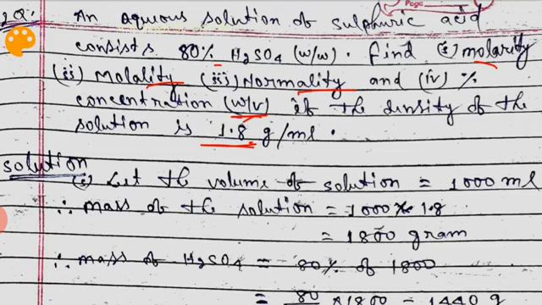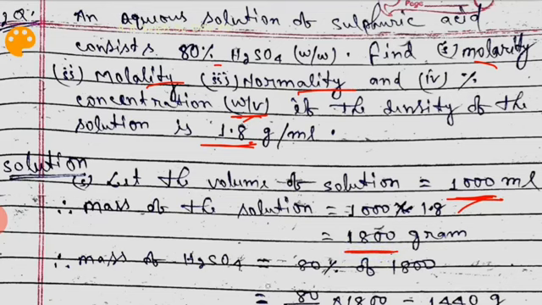Is it clear? Now, solution. As you have to calculate molarity, that is calculated in 1 liter. So, at first, let the volume of solution be 1000 ml, means 1 liter. Therefore, mass of solution will be 1000 ml into 1.8, means volume into density. Mass is equal to volume into density, because D is equal to M by V, so M is equal to D into V. It is equal to 1800 gram.